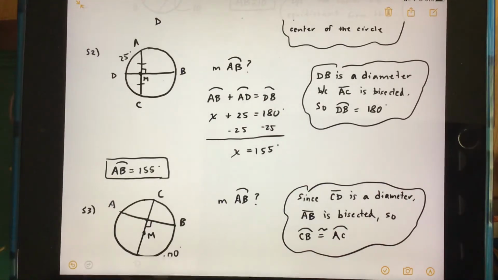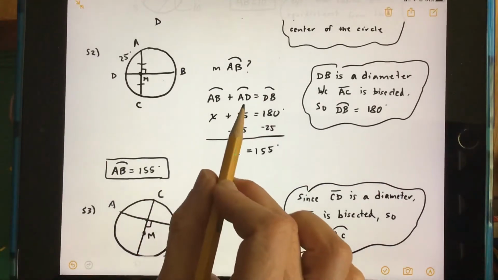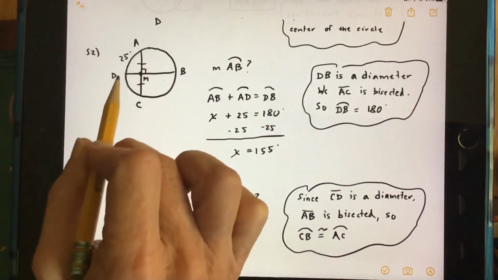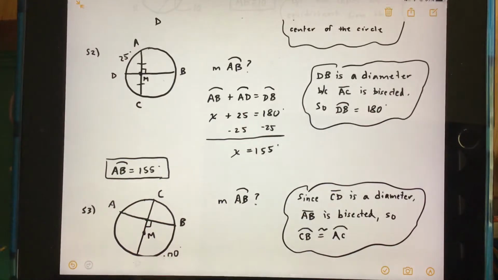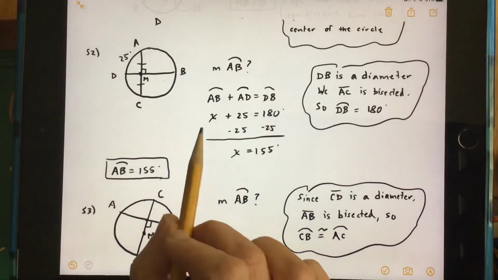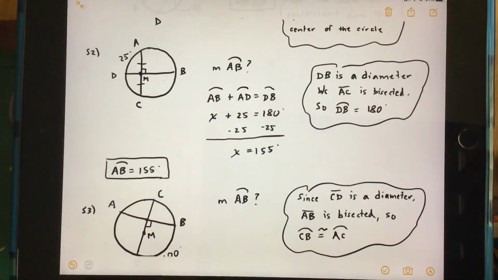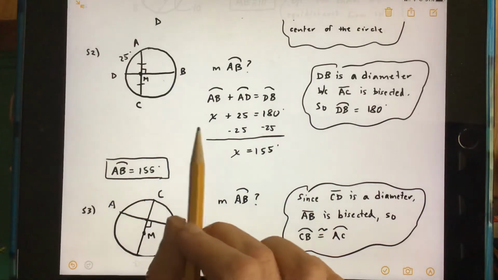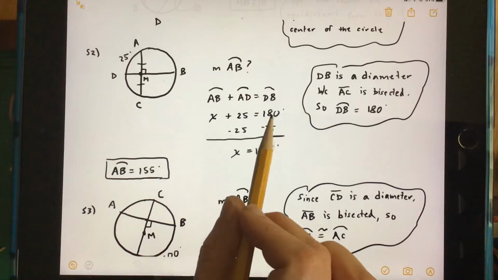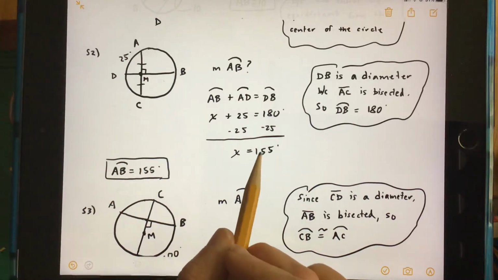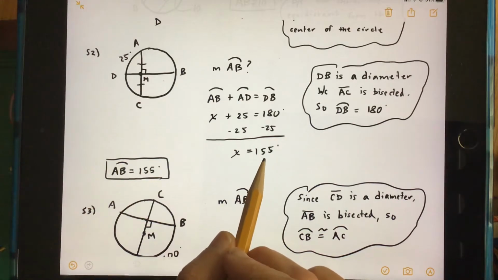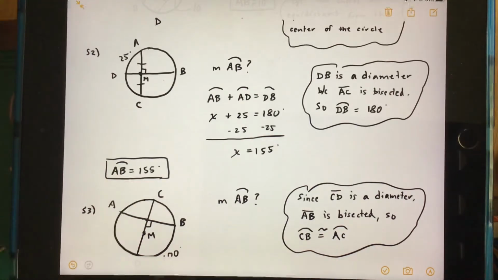So we know when we add together arc AB plus arc AD, that's this plus this, that together must be equal to our 180 degrees, which is our DB arc. So now we're going to solve for our AB. We're going to assign x as the variable for arc AB, and when we solve the equation x plus 25 equals 180, we find that x is 155 degrees, and that is, of course, the degree value of our arc AB. So here we have arc AB is equal to 155 degrees.